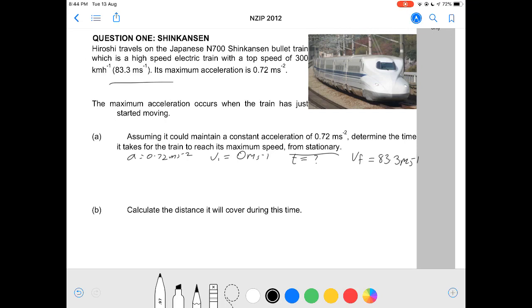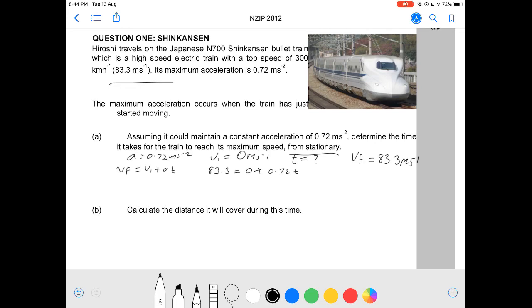Alright, so now looking back at your formula sheet, which equation of motion has A, VI, T, and VF, and nothing else? You should see that the only equation that satisfies this is VF equals VI plus AT. It has VF, VI, A, and T. Alright, so now we're just going to be plugging the numbers in. So 83.3 equals, VI is 0, 0 plus 0.72 times T.